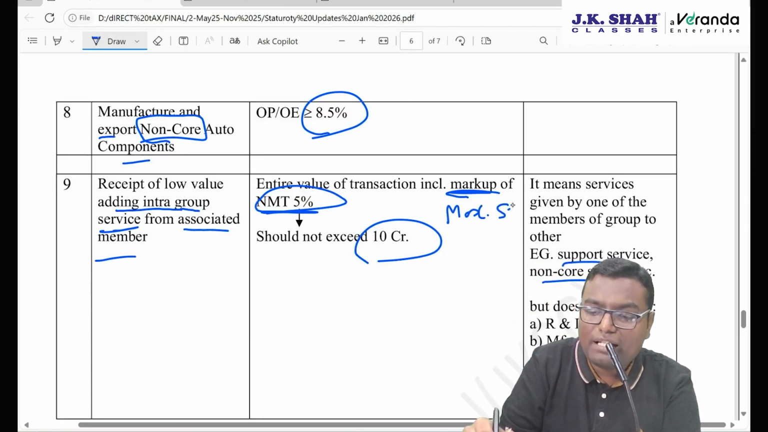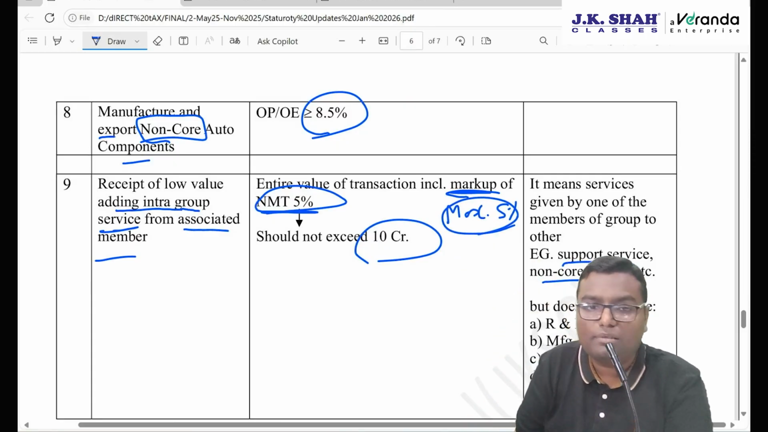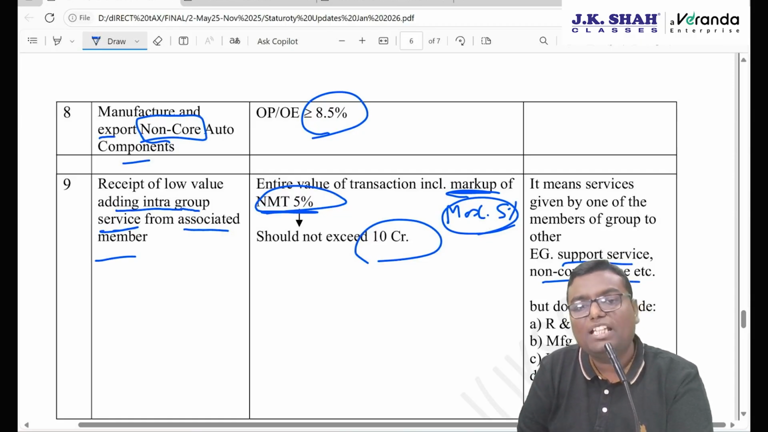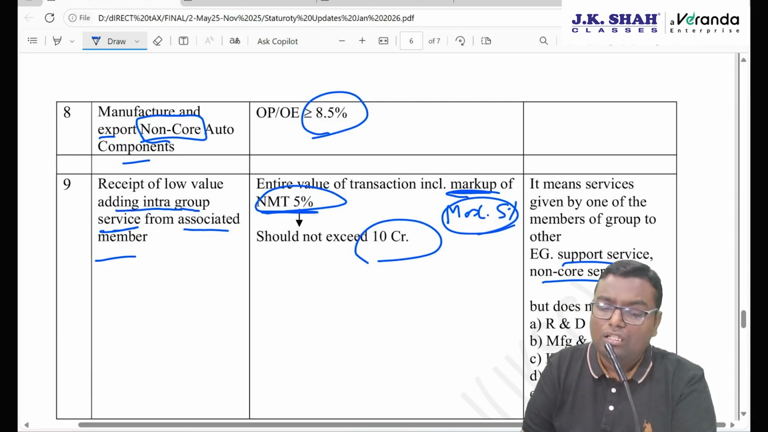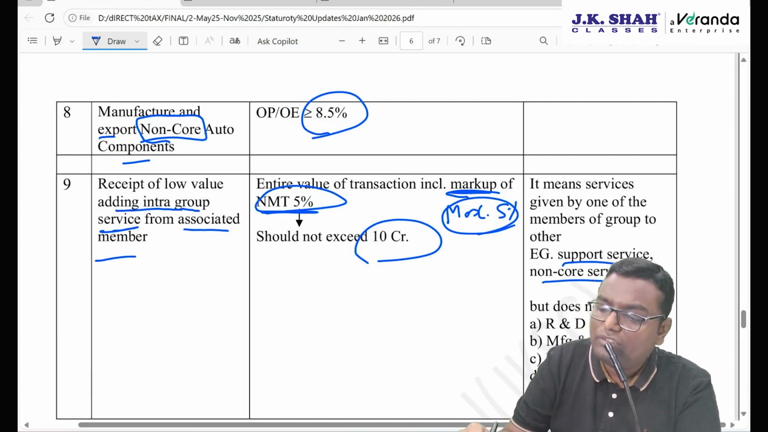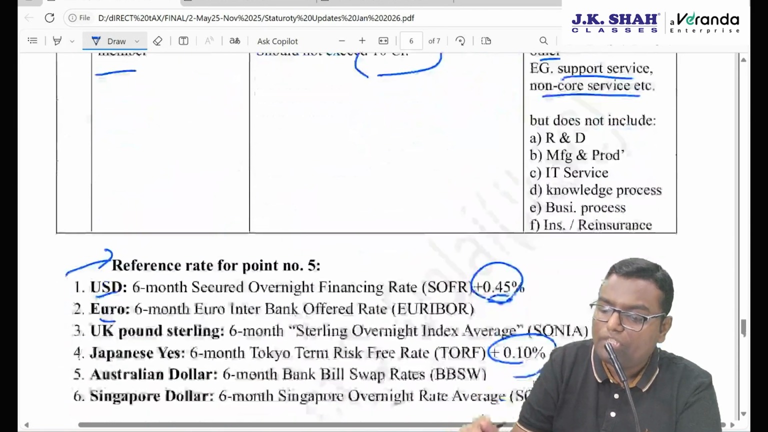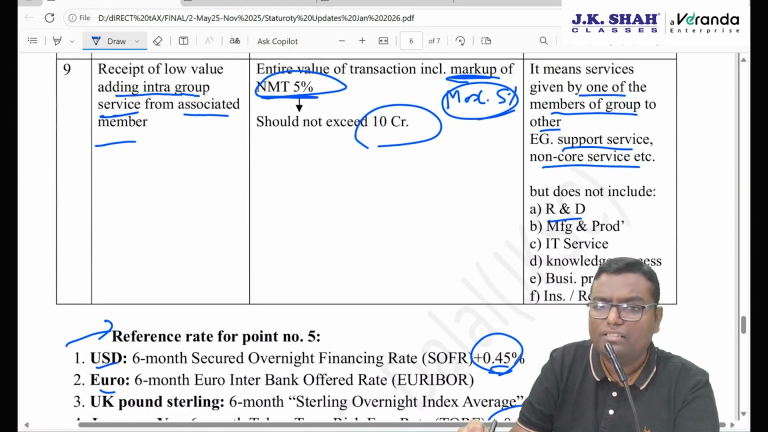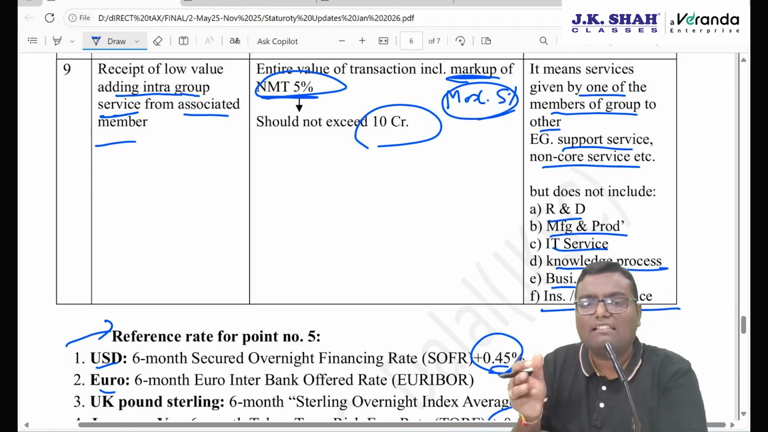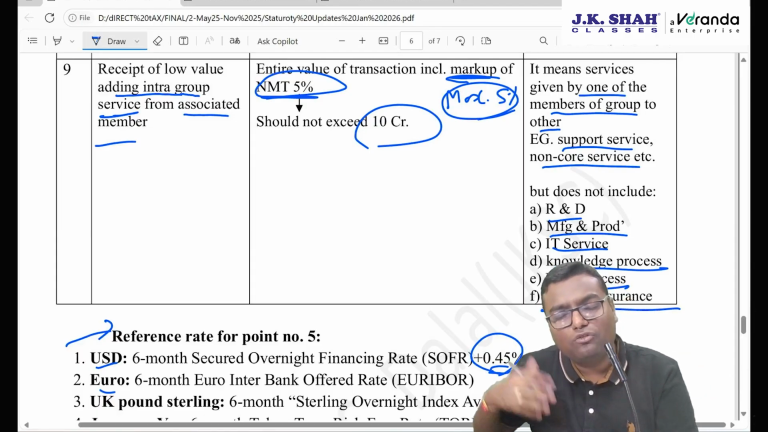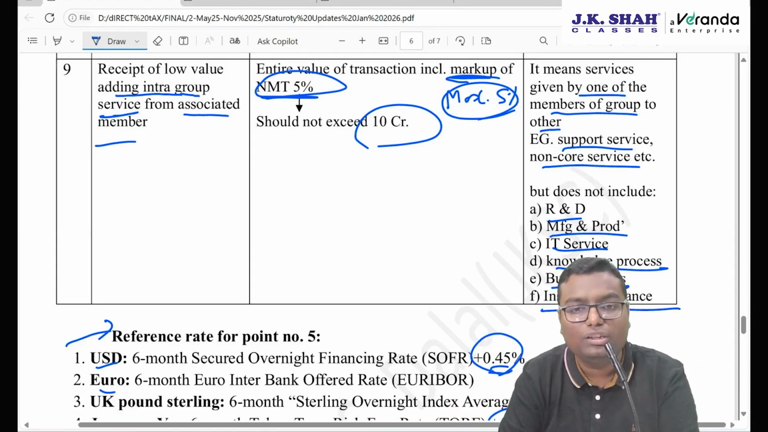That associated enterprise will charge a maximum of how much? 5%. But this safe harbor rule is applicable for this expense only if the value of the transaction does not exceed how much? 10 crore. This is with regard to services given by one member of the group to another. But it does not include research and development. It is not for other activities, manufacturing services, IT services, knowledge process, business process, insurance. These services are not covered here. For those you have to follow normal ALP methods only.